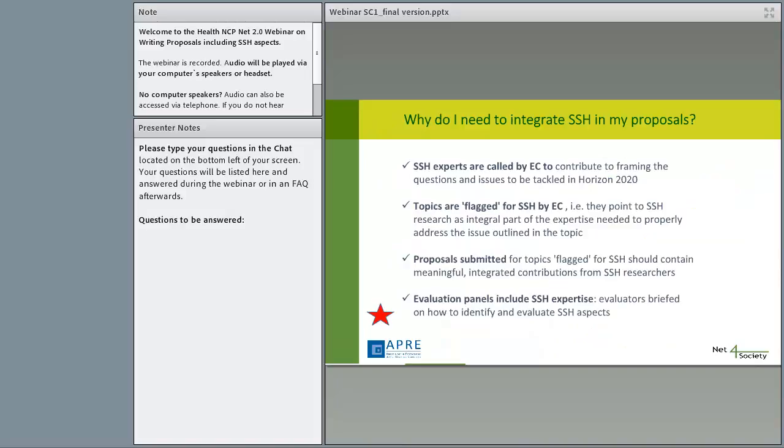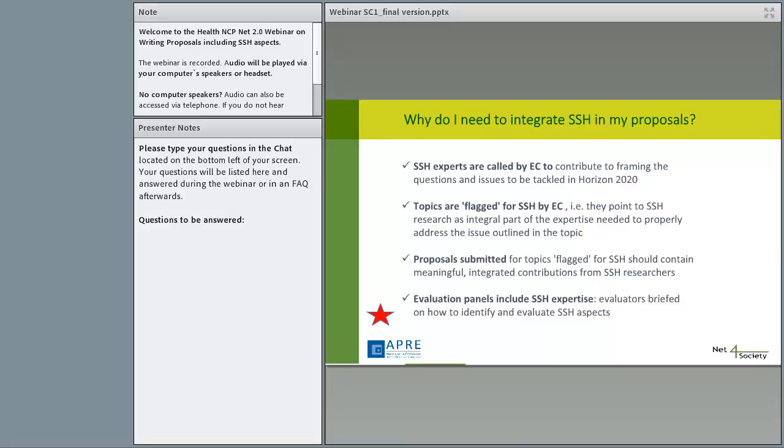Why do I need, as researcher, as health researcher, to integrate SSH, Socio-economic Sciences and Humanities, in my proposals? Which are the real reasons for the integration? First of all, because Socio-economic Sciences and Humanities experts are called by the EC to contribute through, for example, the advisory board in writing the work programs. So in each topic that you can find in Horizon 2020, you can find the influence also of the Socio-economic Sciences and Humanities experts.